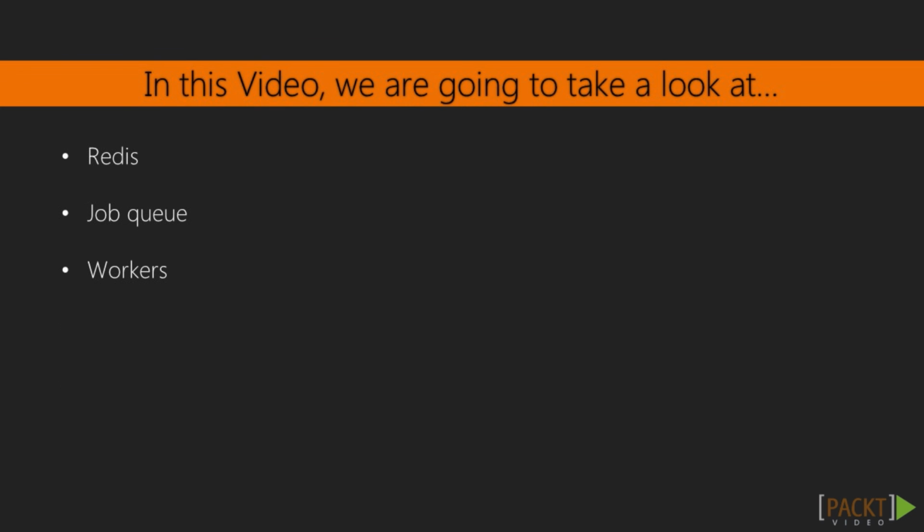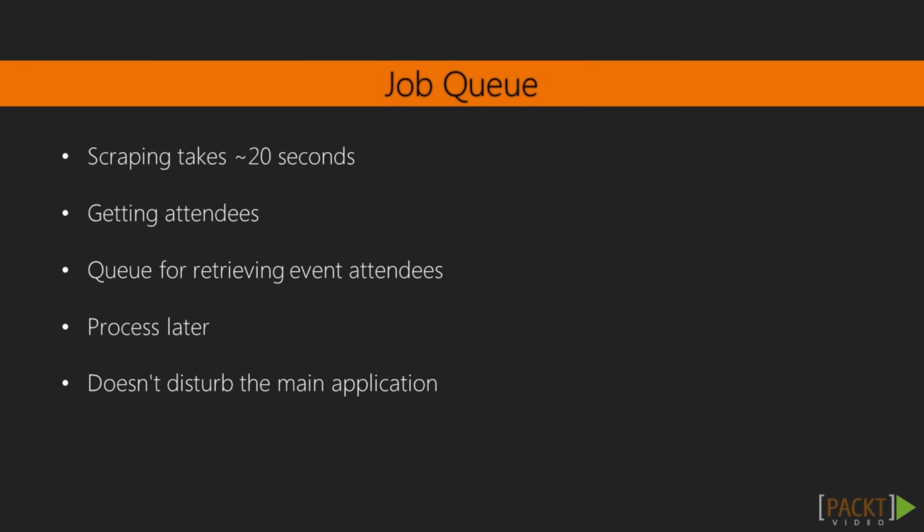Right now, the scraping of events from Meetup API takes about 20 seconds. Most of that time is spent making requests to get the attendees. One way to improve the performance of scraping would be to use the queue for retrieving event attendees. That way, we have some results right away and can process the rest later.